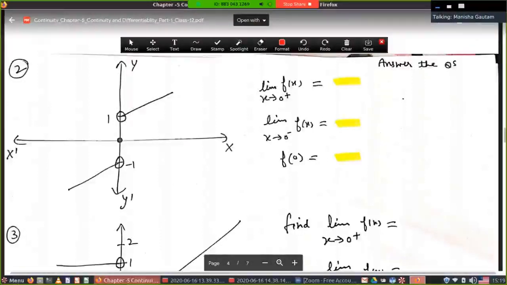Try to do the exercise in the book, exercise 5.1. In the next video, we will discuss a few questions from exercise 5.1. First of all, you have to solve them on your own. Try a few questions and get an idea whether you can do them or not. If you can, it means you are able to understand the concept.